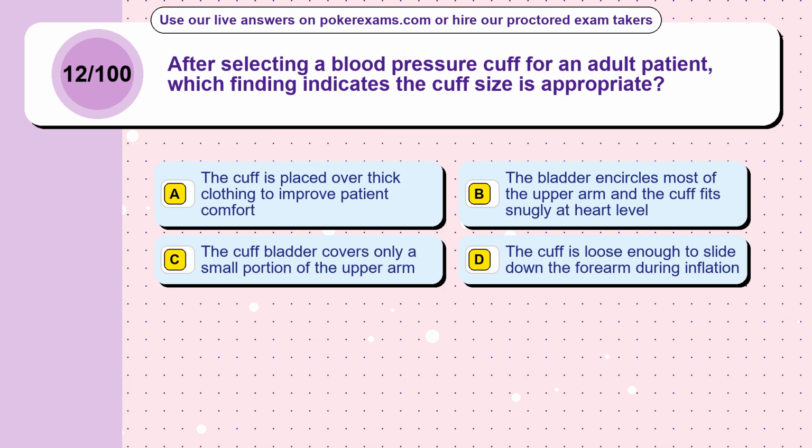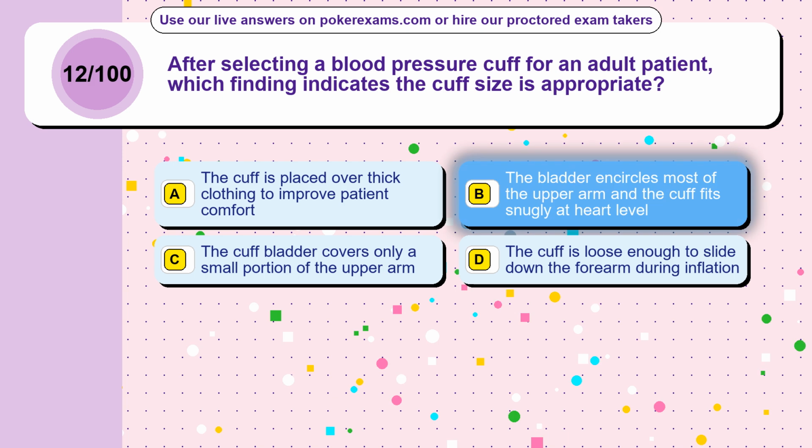Question 12. After selecting a blood pressure cuff for an adult patient, which finding indicates the cuff size is appropriate? Option A. The cuff is placed over thick clothing to improve patient comfort. Option B. The bladder encircles most of the upper arm and the cuff fits snugly at heart level. Option C. The cuff bladder covers only a small portion of the upper arm. Option D. The cuff is loose enough to slide down the forearm during inflation.